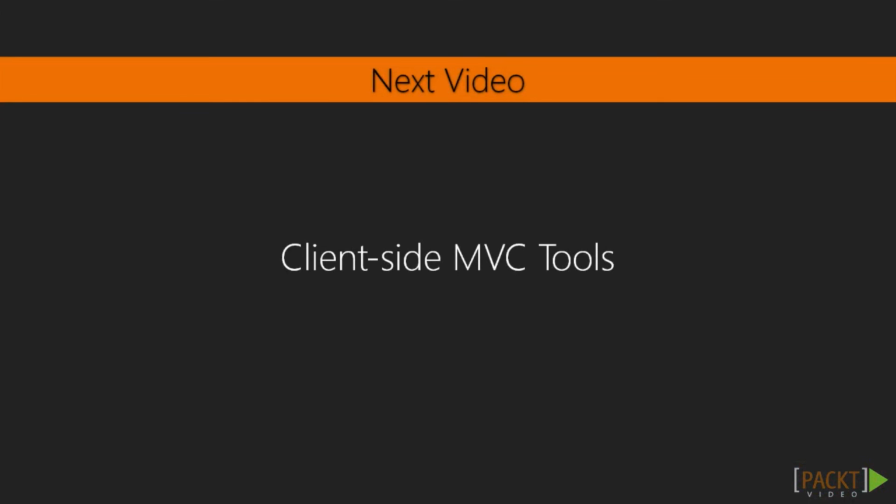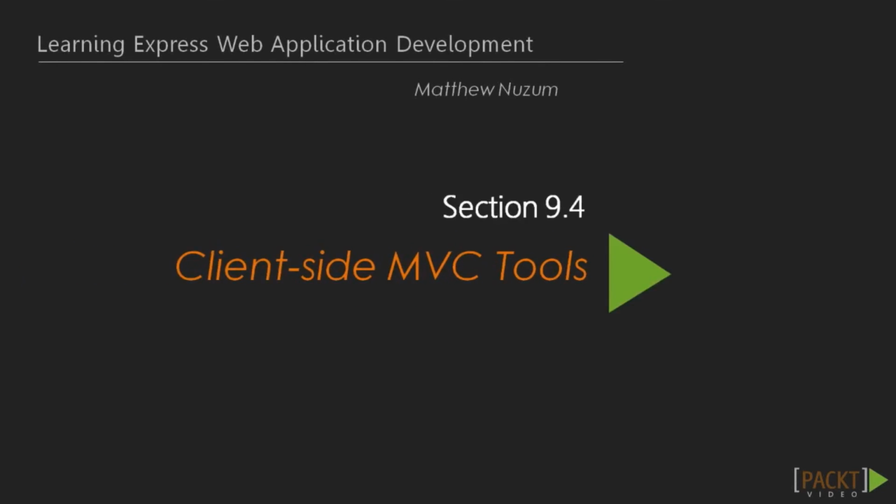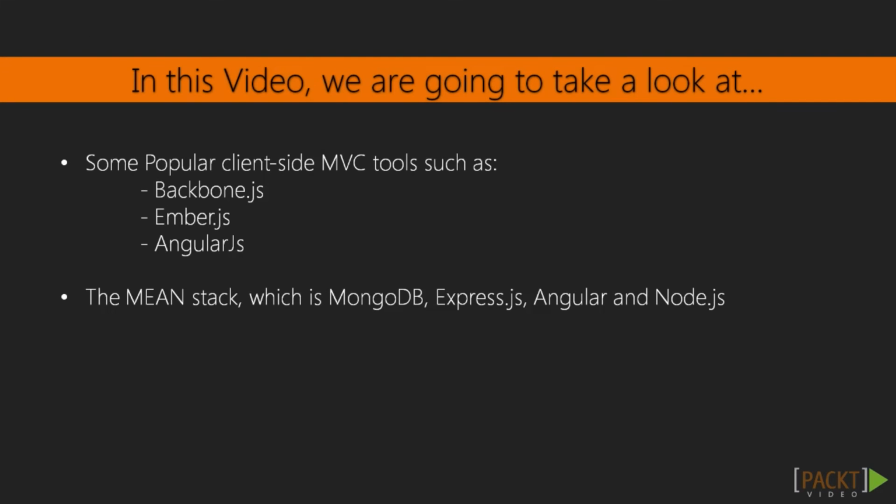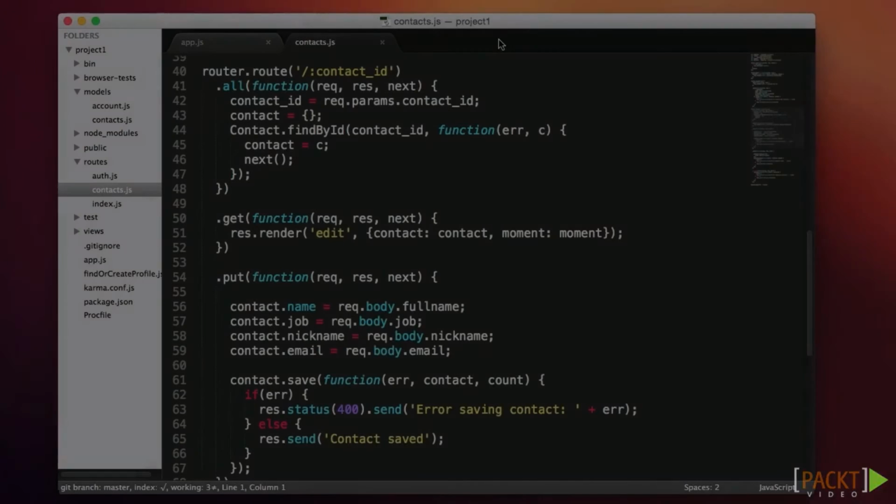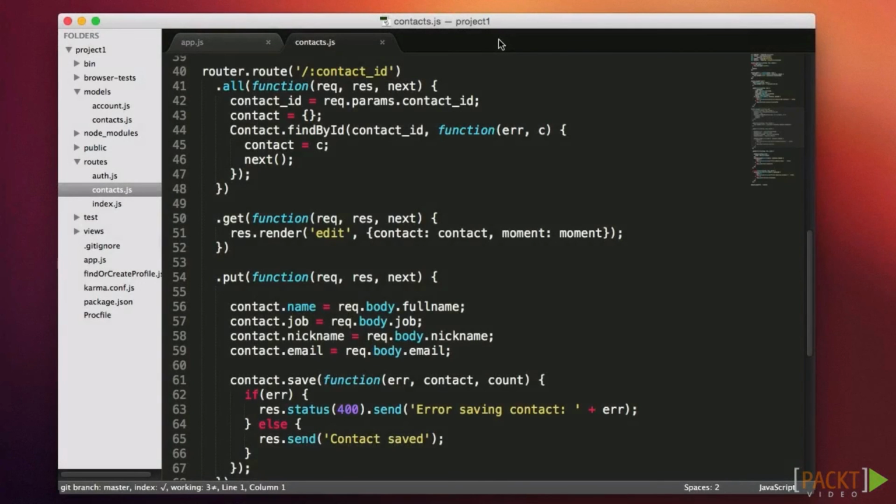Next, we'll talk about integrating with client-side MVC tools. Client-side MVC tools are very popular these days. Backbone.js helped launch the fad, followed up by Ember.js and Angular. There's a lot of buzz right now around the MEAN stack, which is MongoDB, Express.js, Angular, and Node.js. You may want to know what you should do in order to accommodate MVC libraries such as these. The good news is you don't have to do a lot that we haven't already covered.